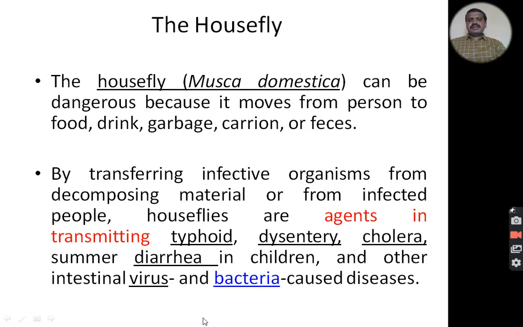The housefly, Musca domestica, can be dangerous because it moves from one person to the food, drinks, garbage, carrion, and sometimes feces. By transferring the infective organisms from decomposing material or from infected people, houseflies are agents in transmitting various diseases like typhoid, dysentery, cholera, diarrhea in children, intestinal viruses, and also bacteria which cause different diseases.